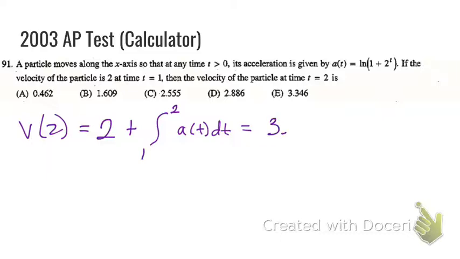I got 3.346. Answer choice E. So that's what I got for my velocity at 2 seconds.